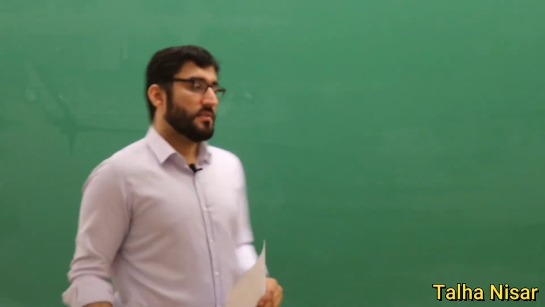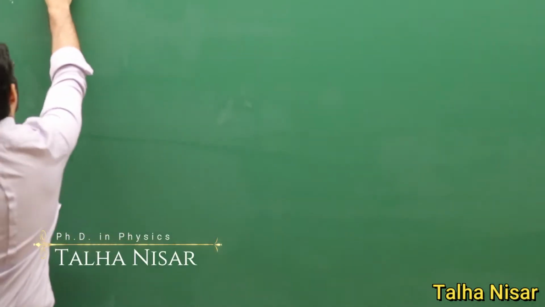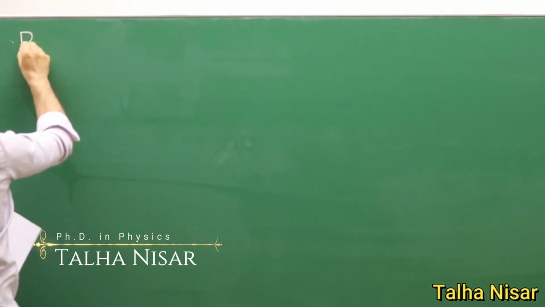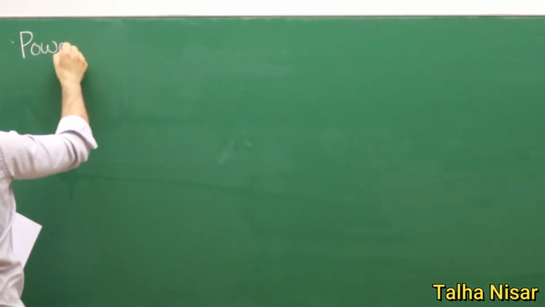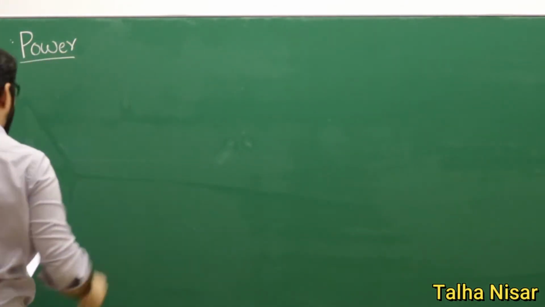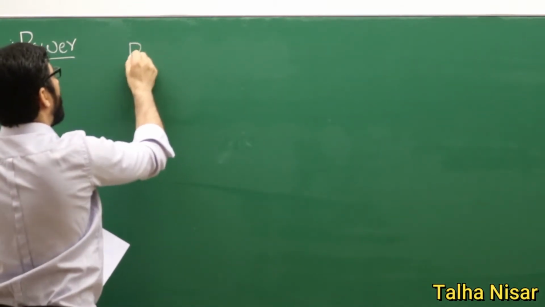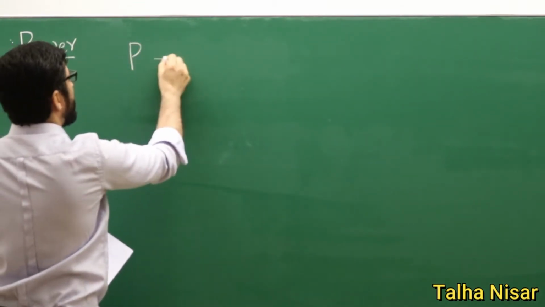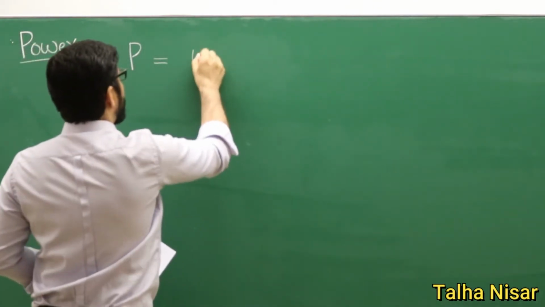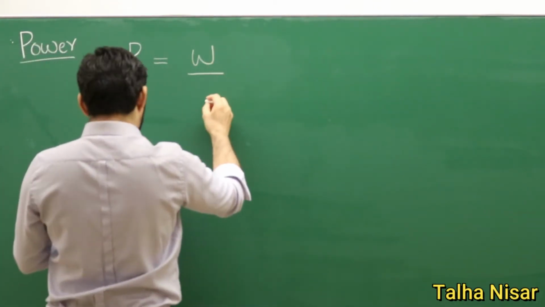And now we discuss the power. So the power, the symbol P, is defined by the work done per unit time.